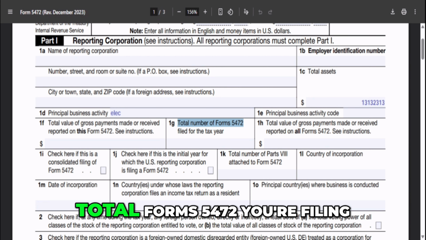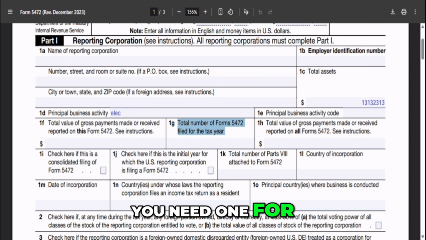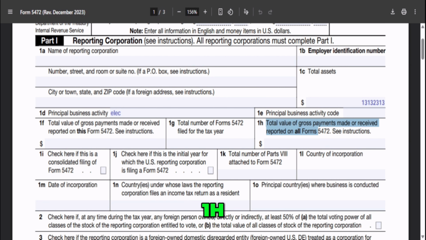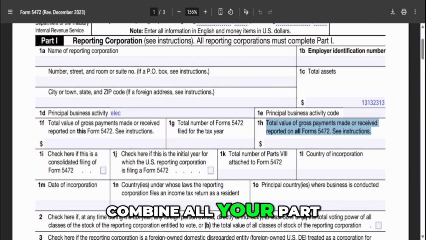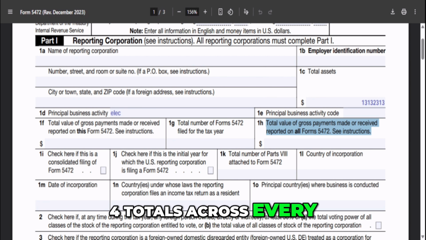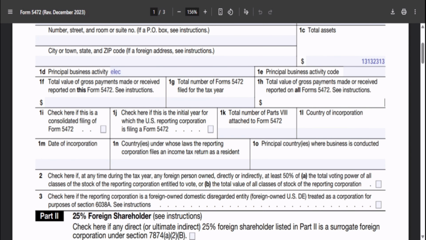1G. Total forms 5472 you're filing, you need 1 for each related party. Write how many you're filing this year. 1H. Total payments on all your forms. Combine all your Part 4 totals across every 5472 you file.